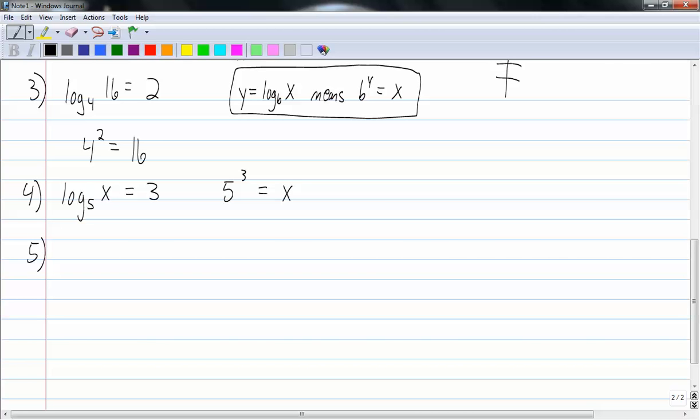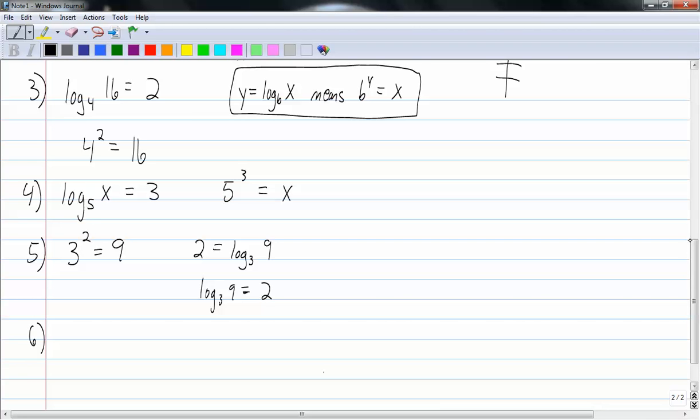Number 5, the directions say write the equation in its equivalent logarithmic form. So now we have an exponential equation, and we want to write it in its logarithmic form. So 3 is our base, 2 is what we have the logarithm set equal to, and 9 is what we're taking the logarithm of. So 2 equals log base 3 of 9. And the only difference in their answer is that they say log base 3 of 9 equals 2. They just flip the equation around. Number 5 is C.